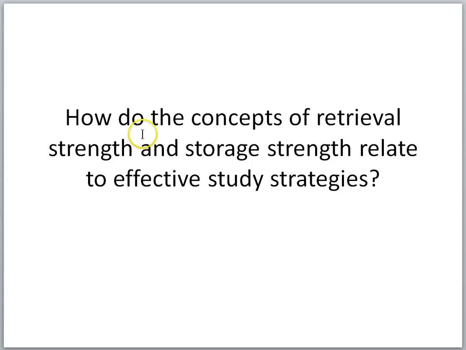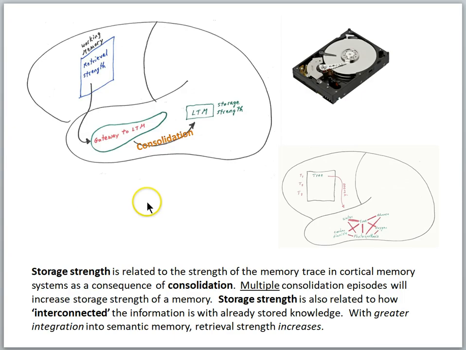In this lesson, we'll look at how the concepts of retrieval strength and storage strength relate to effective study strategies. In past lessons, we examined the concept of storage strength, and this is related to the strength of the memory trace in the cortical memory systems as a consequence of consolidation. You'll recall that consolidation was this reorganization of the memory so that cortical systems become more significant for later retrieval. We can think of the cortical memory as being strengthened with repeated rounds of consolidation.